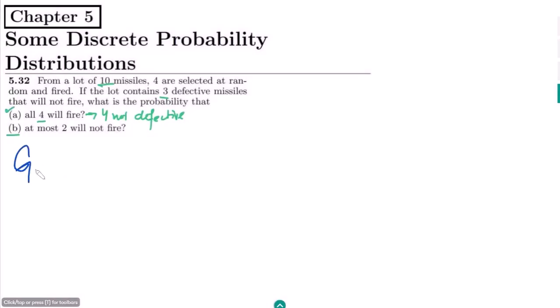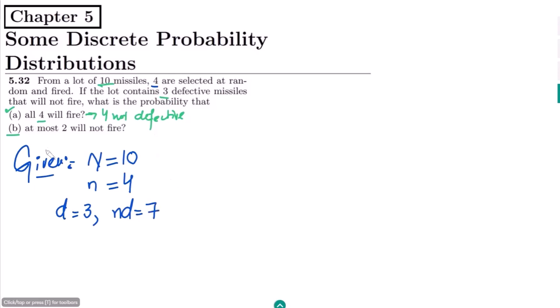Now let me first write the given data here. In the given data we can very clearly see that the total number of missiles is 10, and the number of missiles selected at random from these 10 is small n, equal to 4. The defective missiles are 3, and non-defective or ND are 10 minus 3, which is 7. So in solving part A, all 4 will fire.